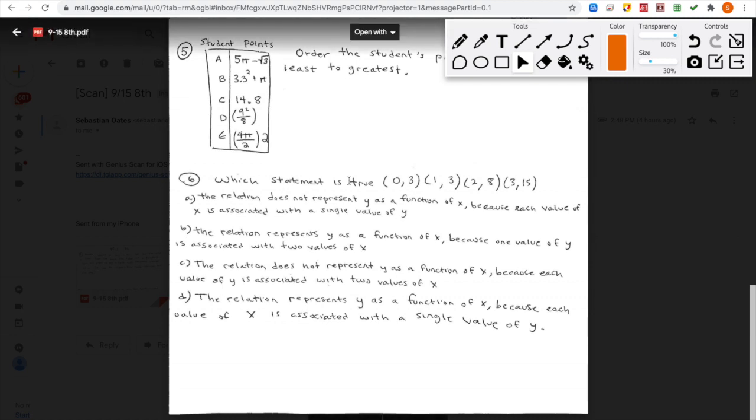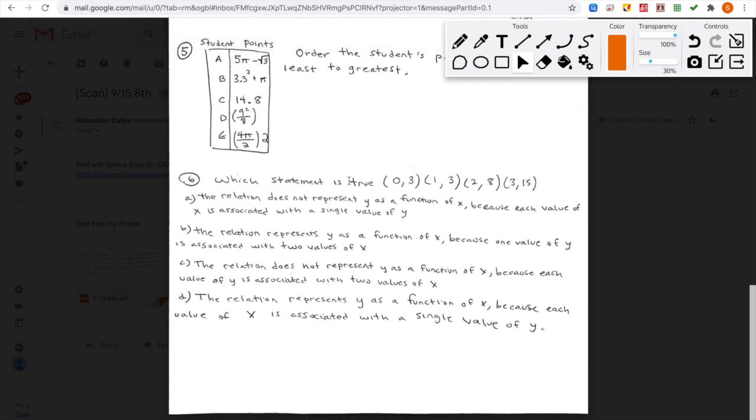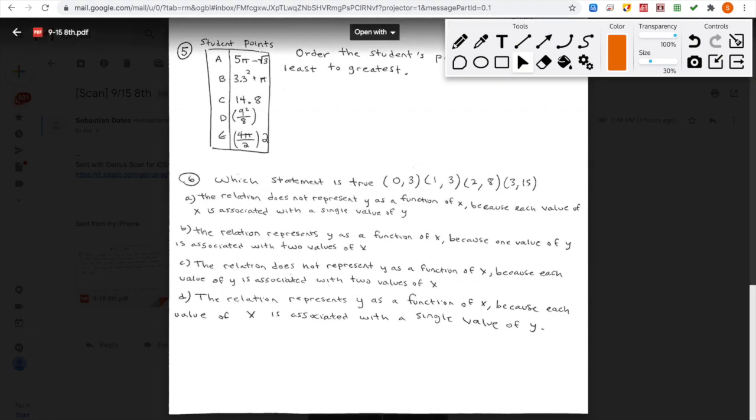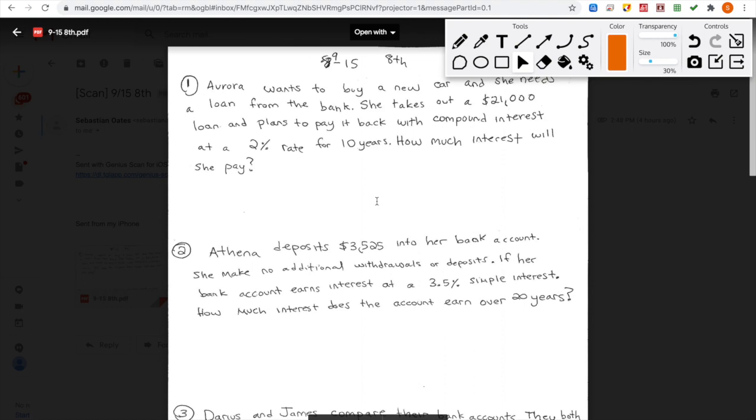Lastly, number 6 is another question about functions. And remember, each function can only have the same x value one time. So once again, this is the work for September 15th for 8th grade. Good luck.